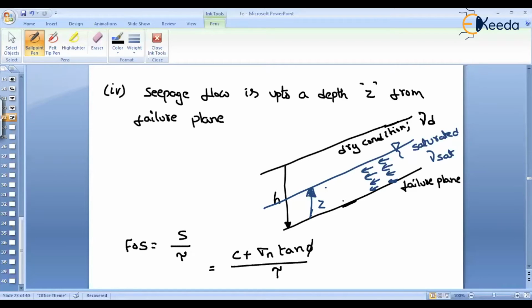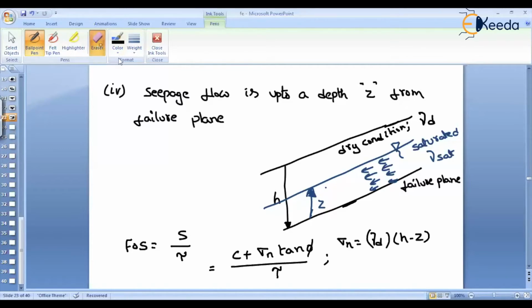In all previous cases, either we are under dry condition, or under submerged condition, or the soil is completely filled with water. But now what is happening? Some part of the soil is under dry condition, some part is under saturated condition. Then how do we have to consider the effective parameter? So here we have to consider the effective parameter only in the saturation part. Okay. So how can I write sigma n here? Sigma n will be equal to, what is the effective parameter in this part? Gamma d. So gamma d into, what is the depth? Depth is nothing but h minus z.